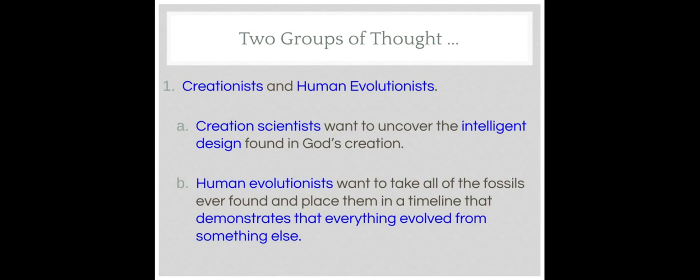But on the other hand, you have human evolutionists who want to take all of the fossils ever found, place them in a timeline that demonstrates that everything evolved from everything else. So they're both starting from very different presuppositions, from two very different starting points. Creation scientists say there was a creator. Human evolutionists say that there was no creator, there was just nature. All right?